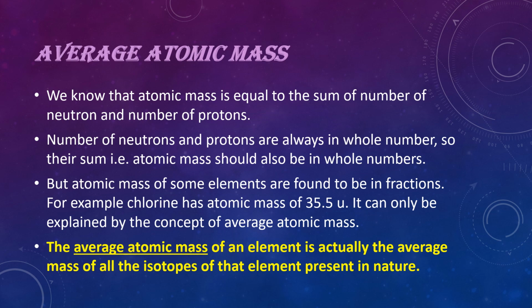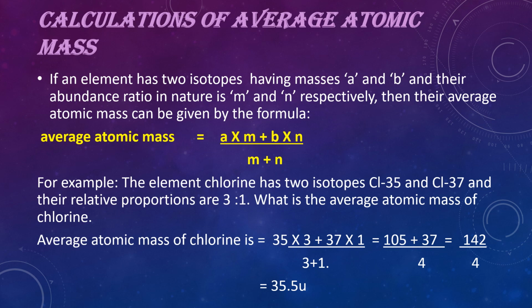The average atomic mass of an element is actually the average mass of all the isotopes of that element present in nature. Now, how do we calculate the average atomic mass? If an element has two isotopes having masses A and B and their relative abundance ratio in nature is M and N respectively, then their average atomic mass is given by the formula: (A × M + B × N) divided by the total abundance. If we take abundance in percentage, then M plus N should be 100.